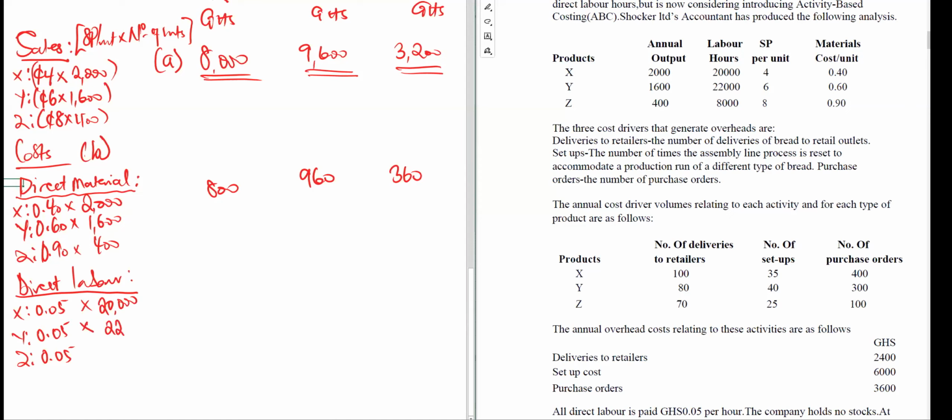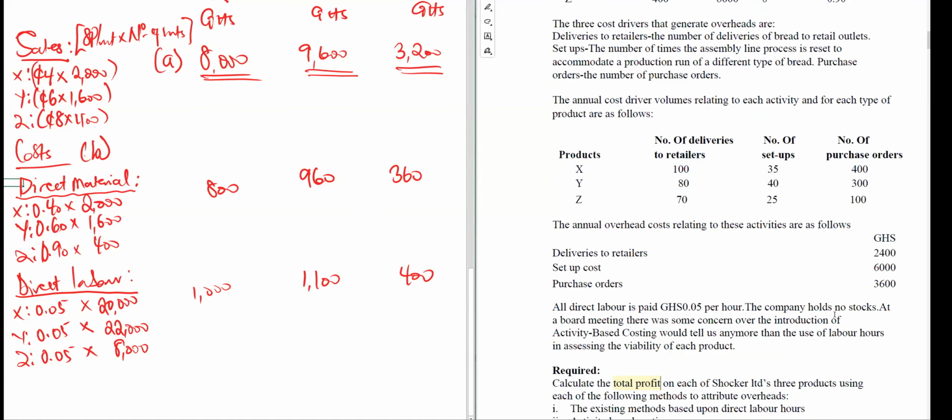So 20,000 labor hours for this one, 22,000 labor hours for this one, and 8,000 labor hours for this one. So I believe you all know where I'm picking the figures from. Multiply this by the 20,000. That means this one will get paid 1,000, right? 1,100, and then 400.